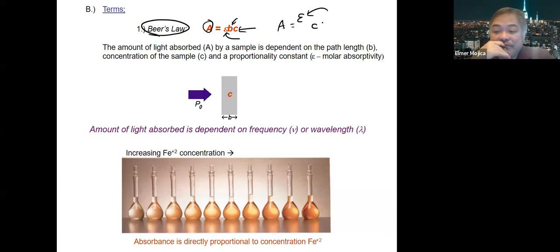I don't know if you do some clinical tests. Have you noticed when they collect your urine or your blood, they try to analyze something from you. So most likely, they're using UV-Vis. Now, most of the UV-Vis, we could say, absorbance is a non-destructive method. So when you say non-destructive method, you can recover your sample. So the way that you're going to look at it is like this.